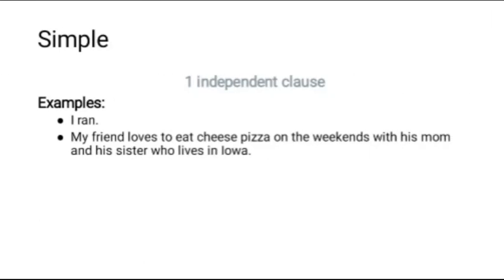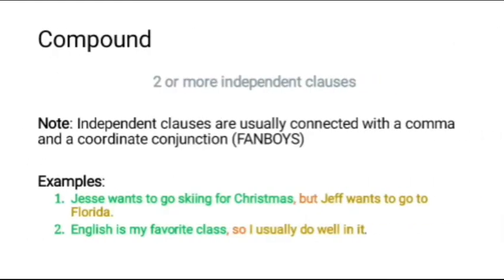Now simple sentence. Dependent clause. I ran. My friend loves to eat pizza on the weekend with his mom and his sister who lives in Florida. Now who lives in Florida? That is the subordinating clause. But the first part, my friend loves to eat cheese pizza on the weekend with his mom and his sister, this part is the independent clause.